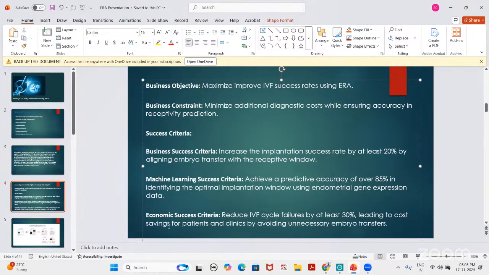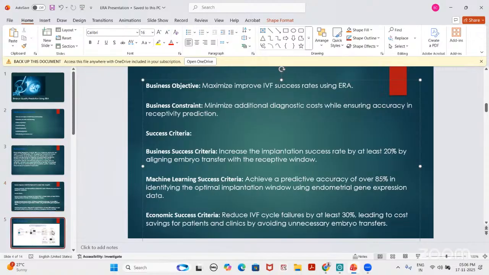And along with that, the economic success criteria, where we consider reducing IVF cycle failure by at least 30%, leading to cost savings for the patients and clinics by avoiding unnecessary embryo transfer. So this is the thing, and we work on that.